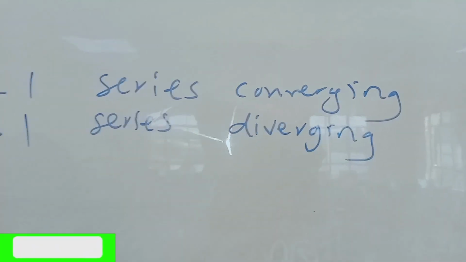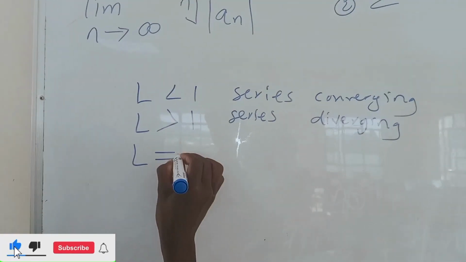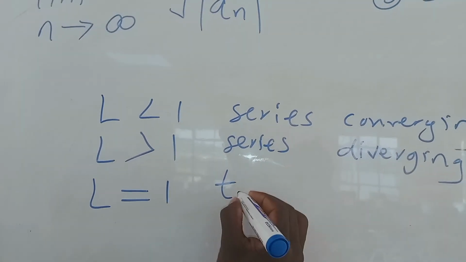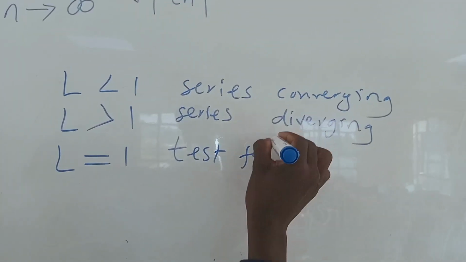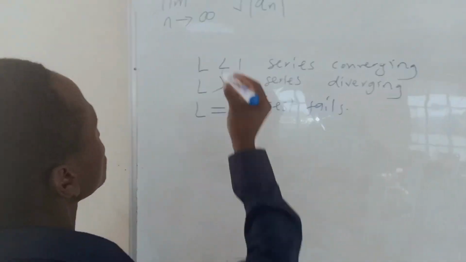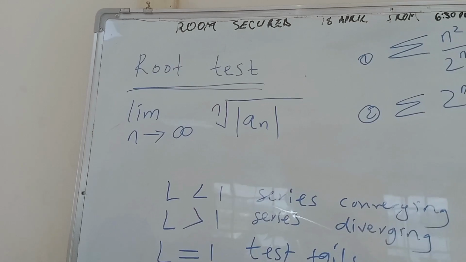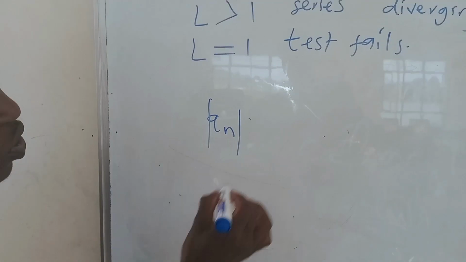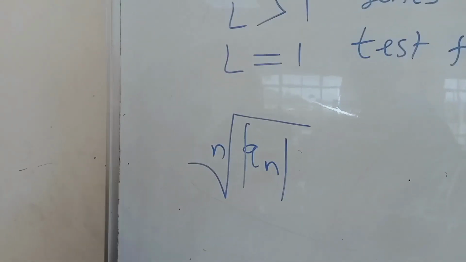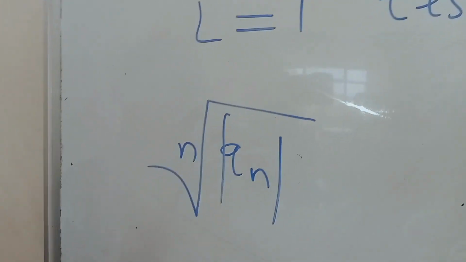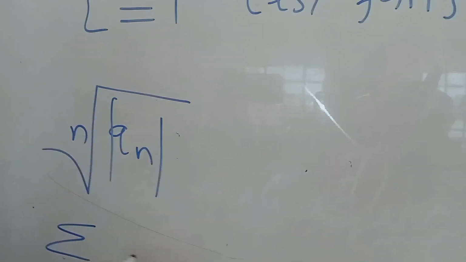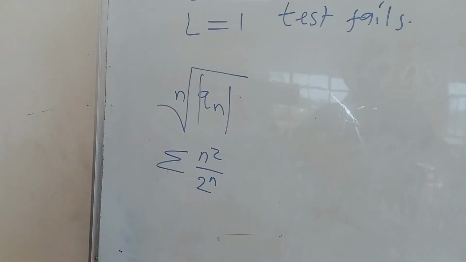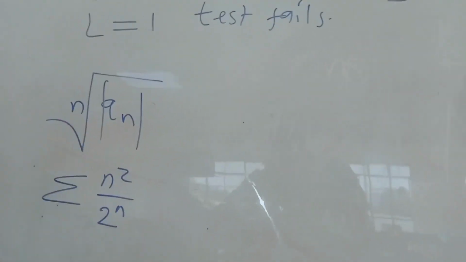So let's today look at this using the root test. In the root test, you take the series that you are given, in absolute value, and you find the nth root of it. For example, you are given a summation of n squared over 2 power n. This is your series. Then you find the nth root, and remember, it is the limit as n approaches infinity.